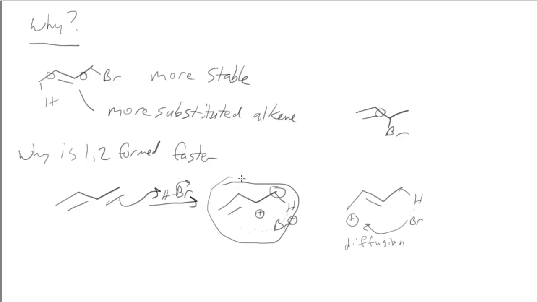So why is this one formed faster? Because when the cation is formed, the bromide is going to be closer to the carbon that leads to the 1,2 product than to the one that leads to the 1,4 product. So it's going to more easily form this one than it will form this one, the 1,4 product.